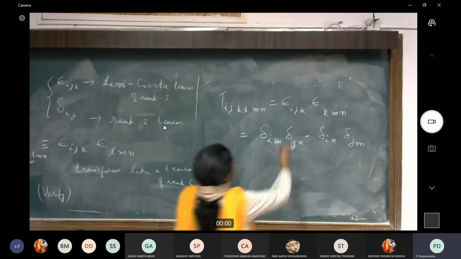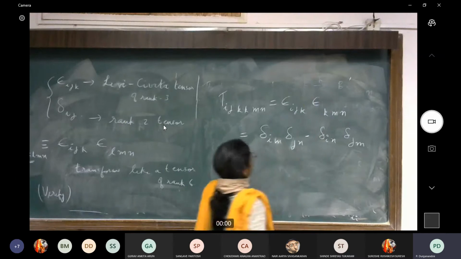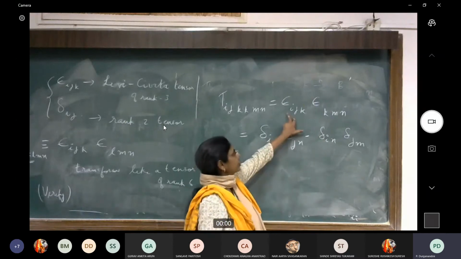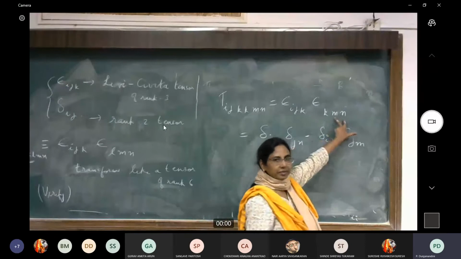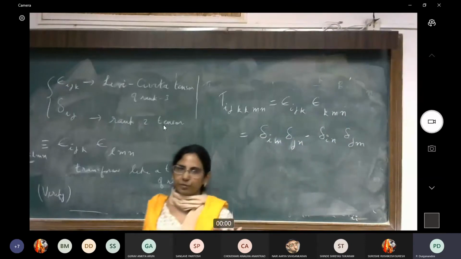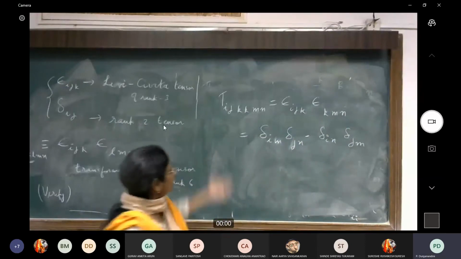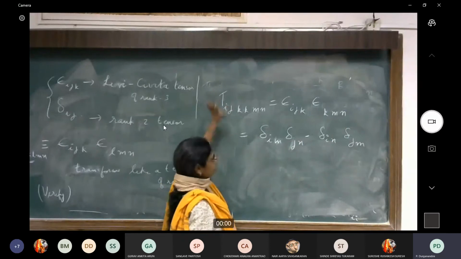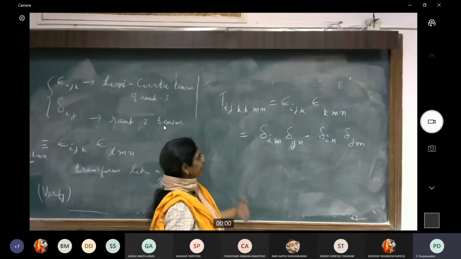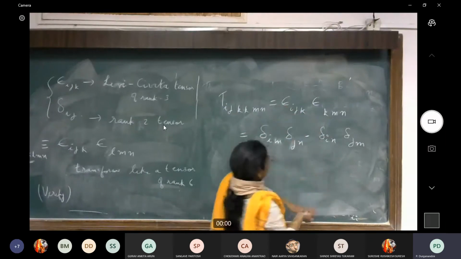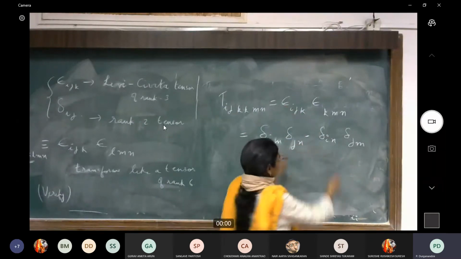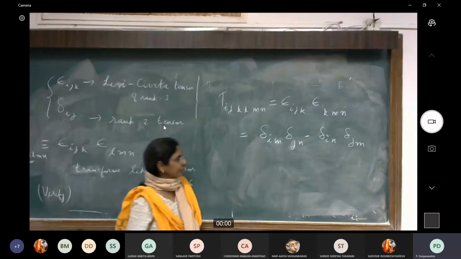So the first thing you can see is that this object, whatever you have on your left-hand side, must be antisymmetric under exchange of i and j, and it must be antisymmetric under exchange of m and n, because that is the property of the epsilon tensor. Therefore, whatever this object T is must inherit that property. Since I'm telling you that this expression is equal to this, let us check whether the right-hand side expression has that antisymmetry property or not.